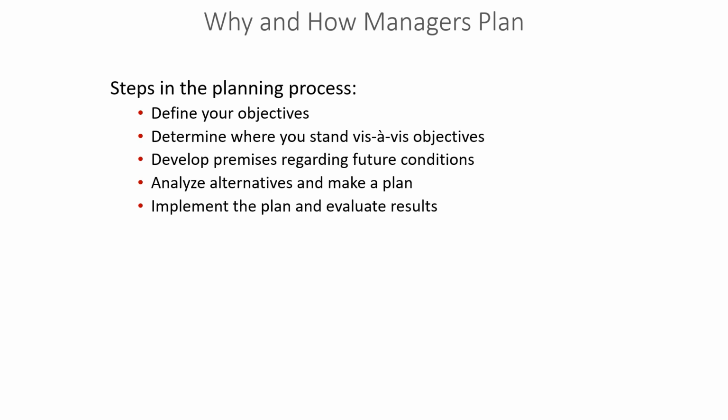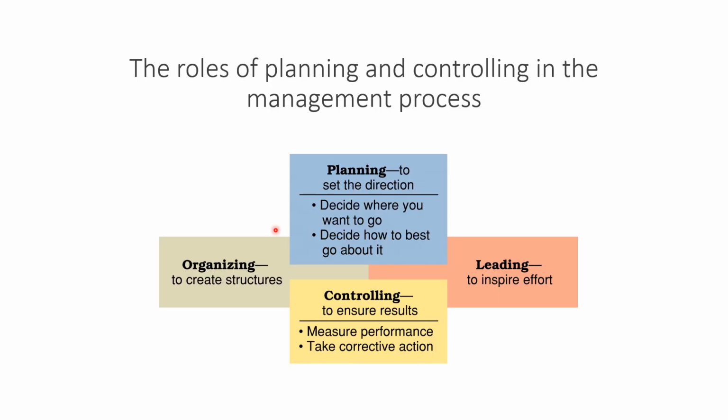Once you have understood all the pros and cons about the objective, the resources, the availability, the viability, then you look for various options and paths to reach your goal. And based on the best path that you objectively analyze, you eventually implement and execute it. So that is the planning process. First, defining your objectives, determining where you stand vis-a-vis the objective, developing premises regarding the future conditions, analyzing alternatives and making a plan, implementing the plan and evaluating the result as the case might be.